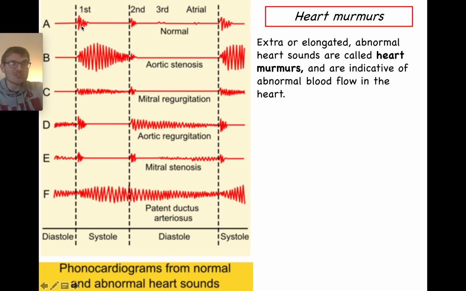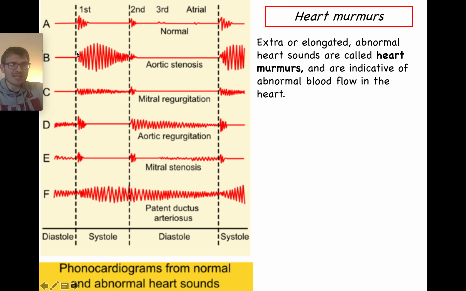If any of those sounds look abnormal, or sound abnormal, for any particular reason, whether you have extra unexpected heart sounds or elongated or abnormal heart sounds, meaning the sound is either louder than you expect or the sound lasts for longer than you expect, these are what are called heart murmurs, and they indicate to us that we have an abnormal flow of blood through the heart. So just to give you a couple of examples, look at graph B here.